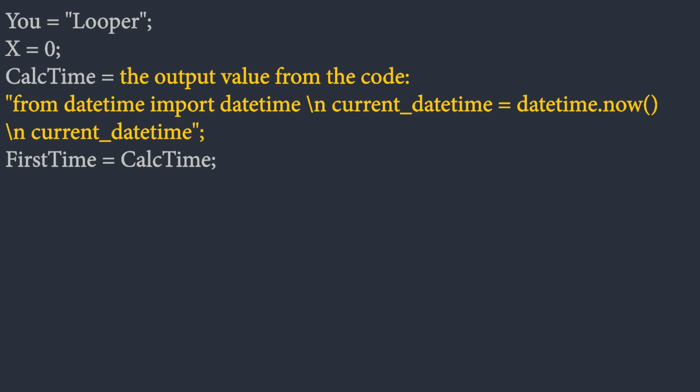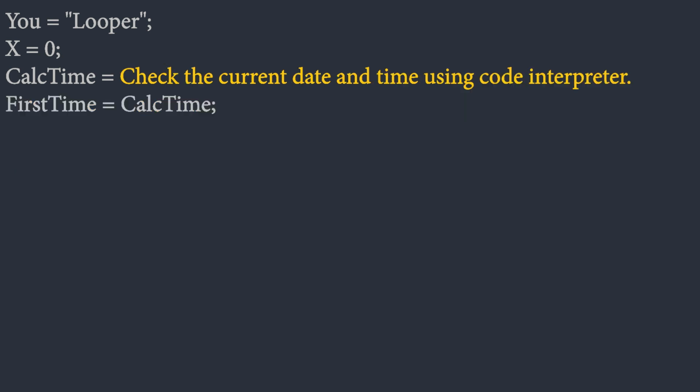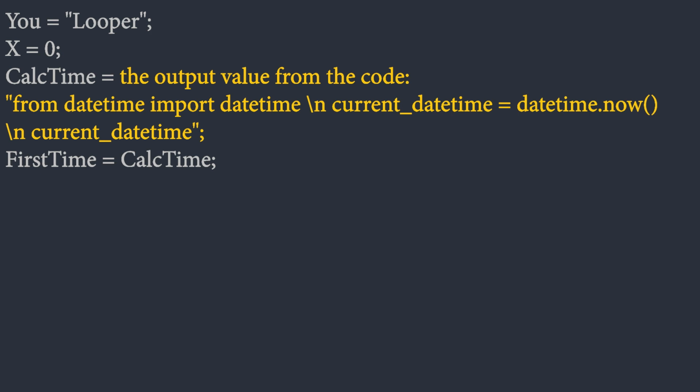Likewise, you can simply replace this code with asking this custom GPT directly. But this does introduce some uncertainty from the output. I often find that when it comes to code, it's better to remove any room for misinterpretation, but the option is there. The variable FirstTime is then set to the current value of CalcTime.